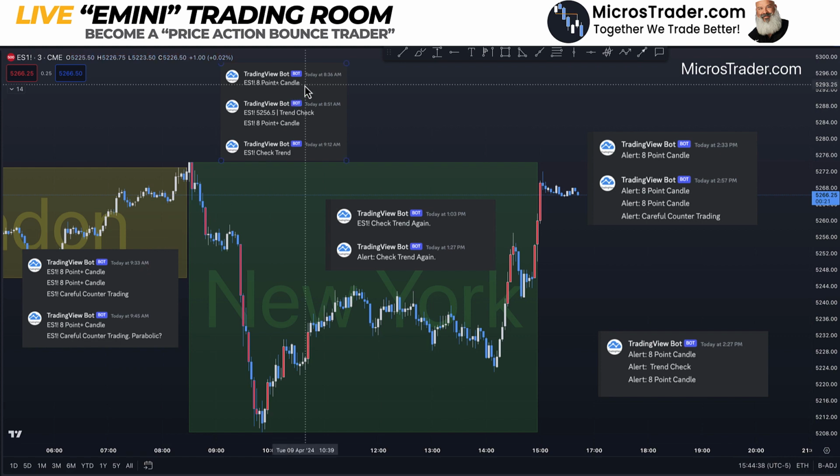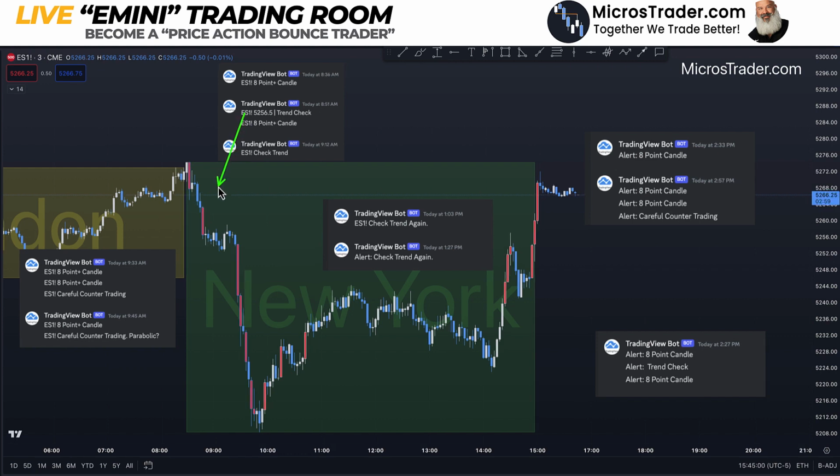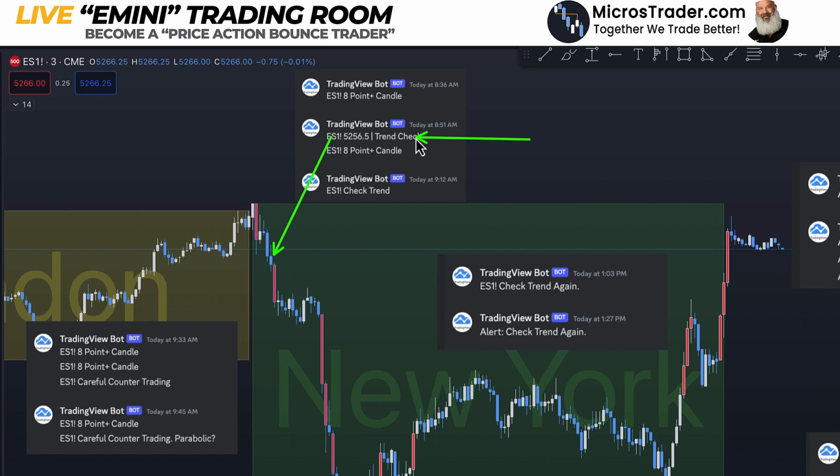So when the market opened at about 8:30 or whatever, we got this 8-point candle on a 3-minute chart as the second candle, alerting you, hey, 8-point candle. Now later in the day, I took out this word ES and just put the word alert. So there's an 8-point candle, it'll say alert, 8-point candle. Then you've got somewhere in here, trend check. I'm not going to say price is turning around or all that. It is an alert to check your trend.